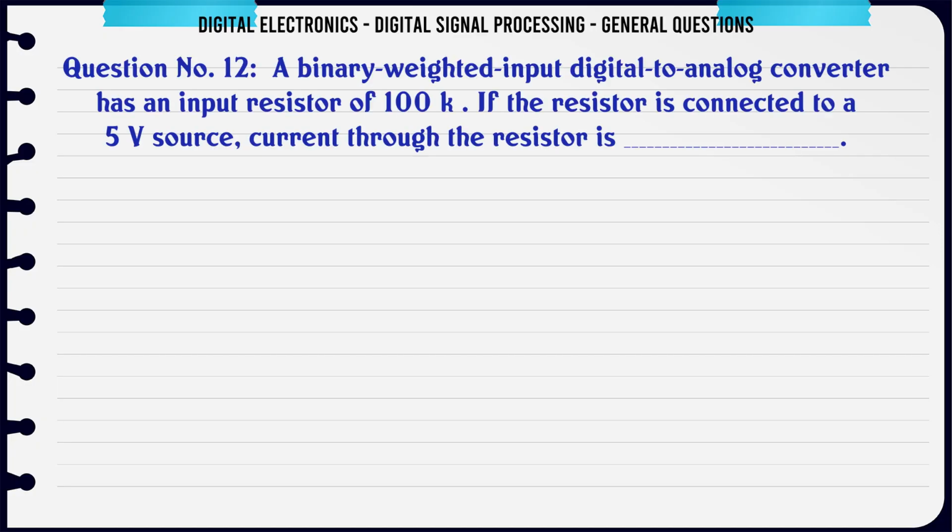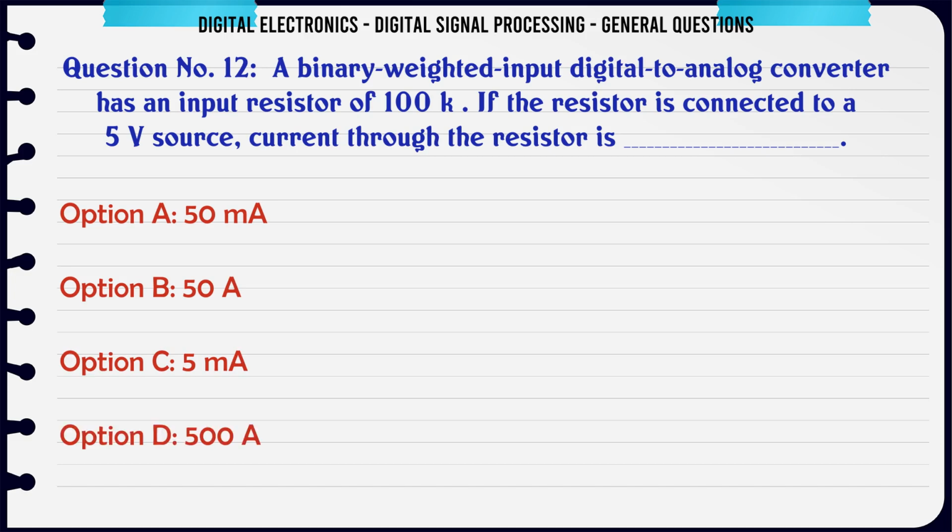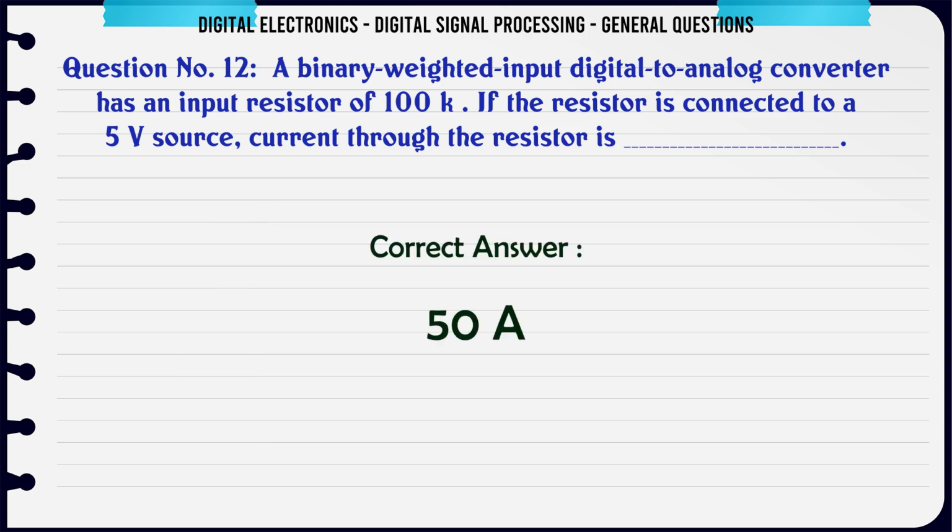A binary weighted input digital to analog converter has an input resistor of 100K. If the resistor is connected to a 5V source, current through the resistor is A. 50 mA, B. 50 microamps, C. 5 mA, D. 500 microamps. The correct answer is 50 microamps.